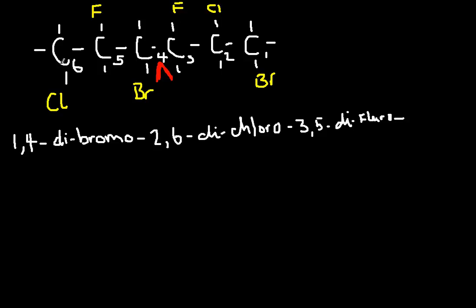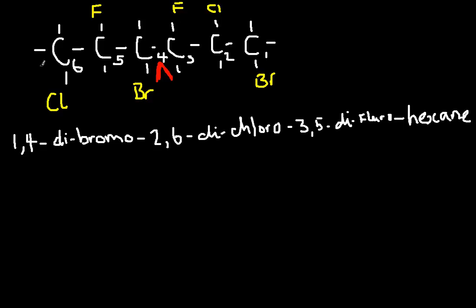Now I have to remind myself how many carbons are there. There's 6, so that's hex. And I want to know if I have double or single bonds. They're all single bonds, so it's an ane. So ane stands for single bonds. So I'm now able to name this rather complex looking haloalkane.